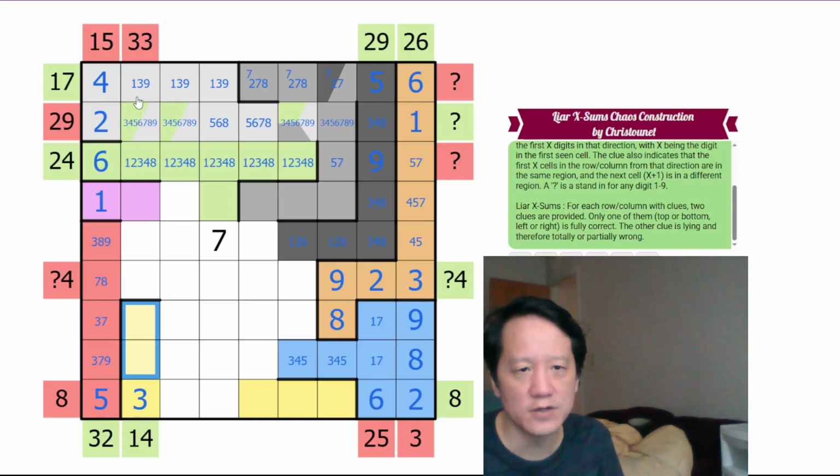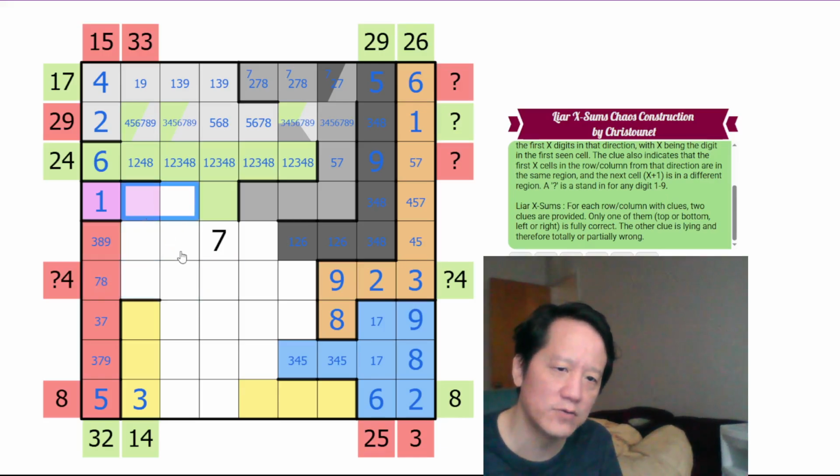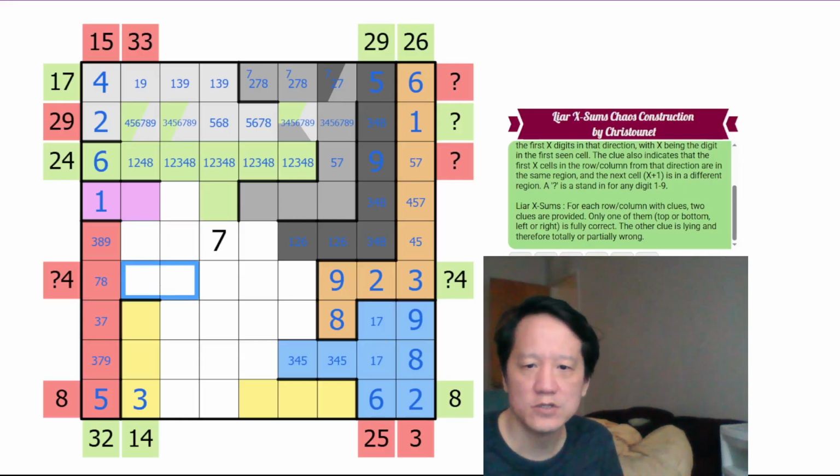Okay, 3 is here, which eliminates 3 in the rest of the column. Red has to get out. Pink has to get out. Red can't be full 9 here. So red has to get out. Pink has to get out.